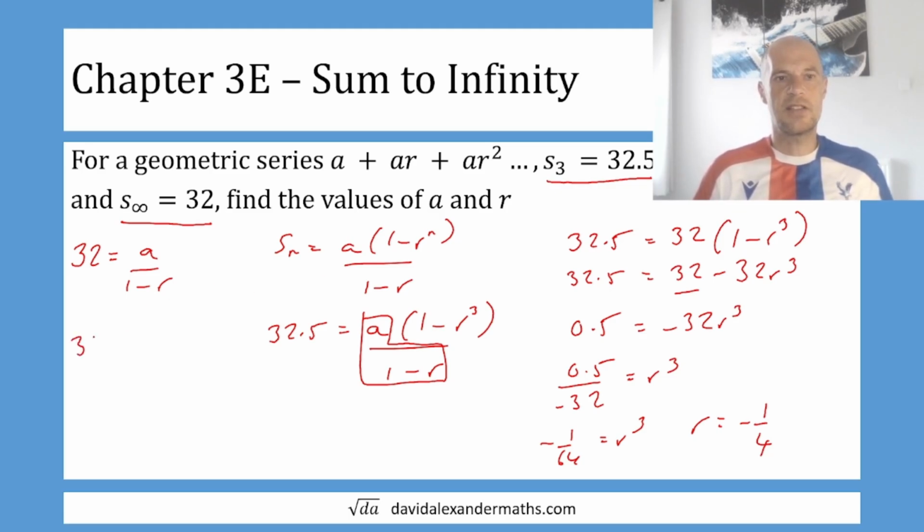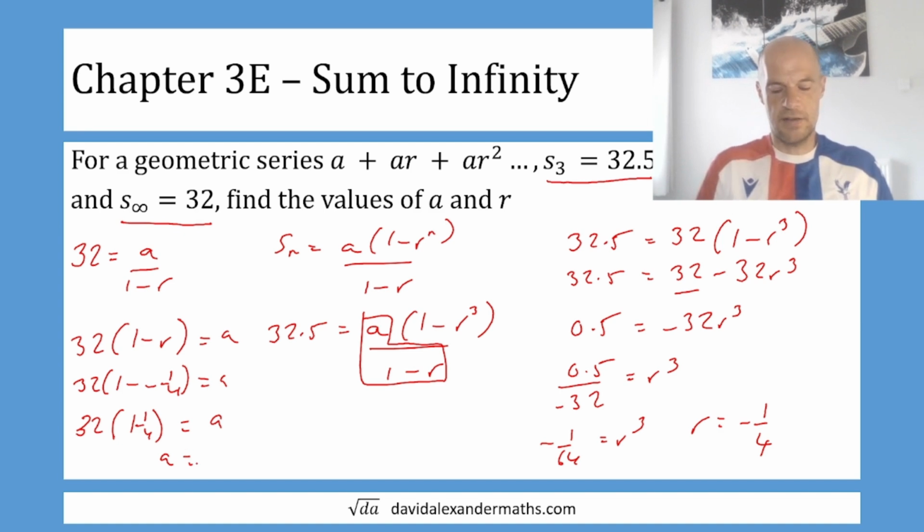So 32 multiplied by 1 minus r equals a. And I know that r is negative 1/4, so that's going to be 32 lots of 1 minus negative 1/4. In other words, 32 multiplied by 1 1/4, or 1.25, or 5 over 4. So therefore a is 32 multiplied by 1.25, so a is 40. So the first term is 40 and the common ratio is negative 1/4.